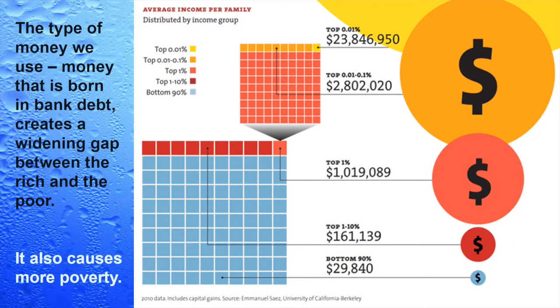The type of money we use now is money that is born in bank debt. This kind of money creates a widening gap between the rich and the poor, and it also causes more poverty. You can see from the slide that in the United States, the top 0.1% of the population has an income that averages $23.8 million a year, where the bottom 90% scrapes by on $29,000. This is a huge gap in income, and it causes immeasurable suffering.